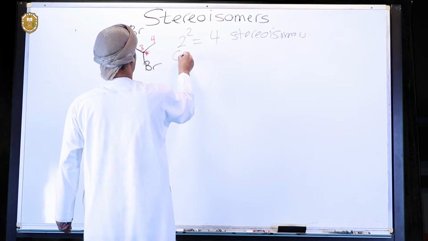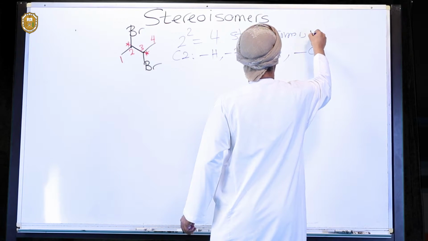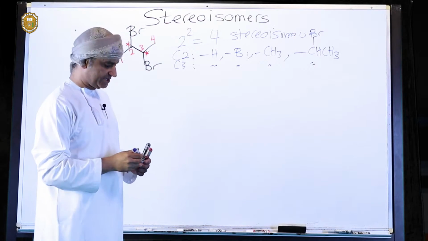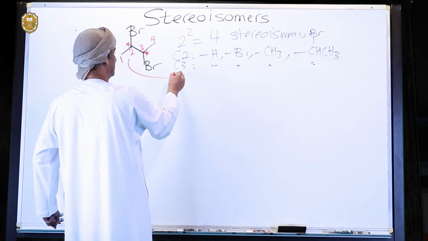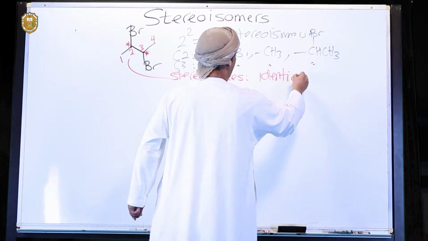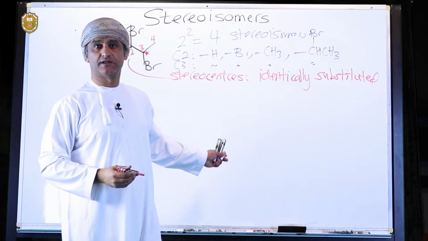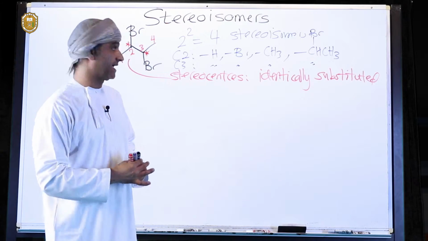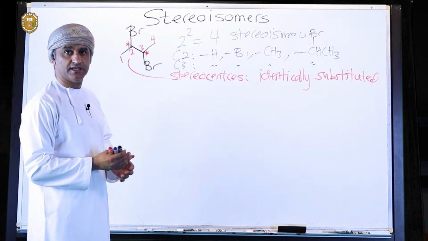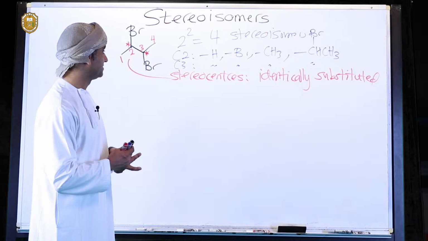Again, C2 has hydrogen, Br, methyl, and bromoethyl. And the same for C3, which has exactly the same substituents. Therefore, the two stereo centers are identically substituted. This is very important. The two stereo centers in this example are identically substituted. Again, C2 has a bromo group, methyl group, hydrogen, and bromoethyl, and so has C3. So the two stereo centers have exactly the same groups.